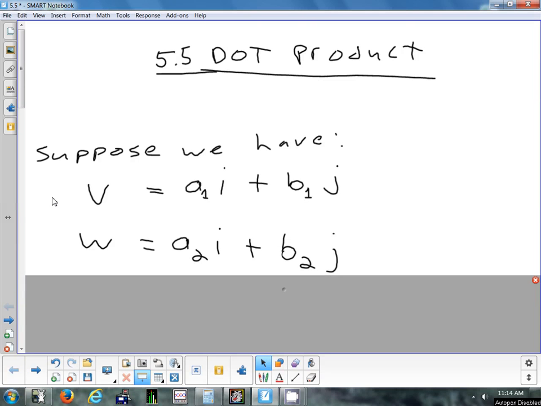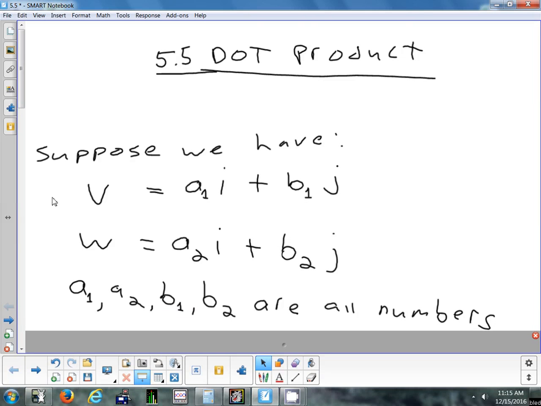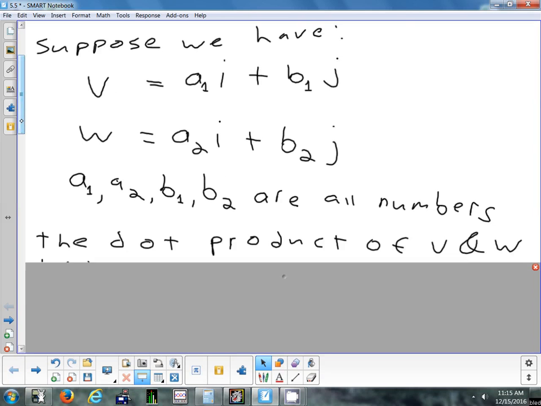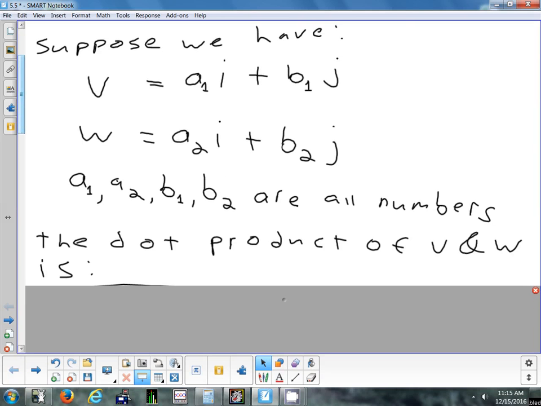Now, the reason I need two vectors is because I'm going to multiply. If I want to multiply, by definition, you need two things in order to multiply together. A1, B1, A2, and B2 would all just be numbers. So if we were doing a real problem, it might be like 5i plus 6j and 2i plus 12j. They would all be numbers. And the way you find the dot product is a very simple calculation.